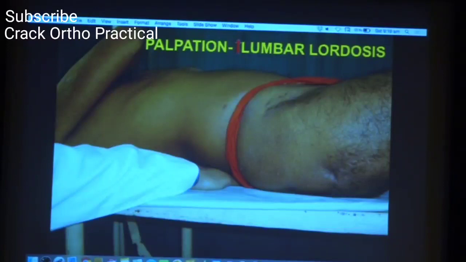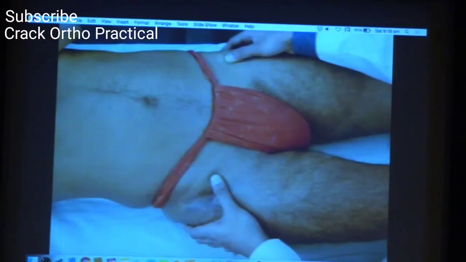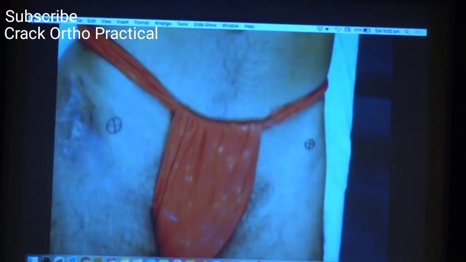If you can insinuate your hand under the lumbar lordosis, beyond the level of the midline, then it is an exaggerated lumbar lordosis. This is how you arrive at marking the anterior superior iliac spine. You go along from the pubic tubercle, along the inguinal ligament, and the first bony point which you encounter is the anterior superior iliac spine. Always mark it with a permanent marker.